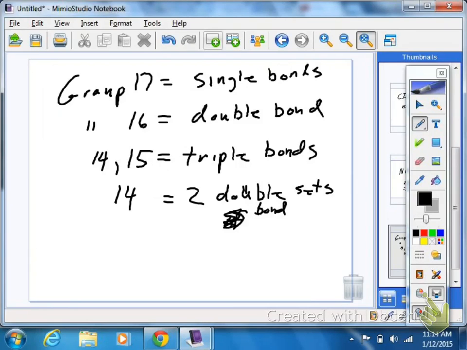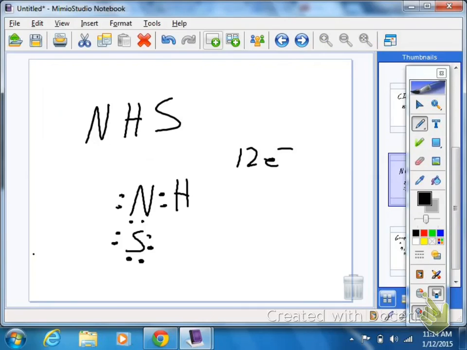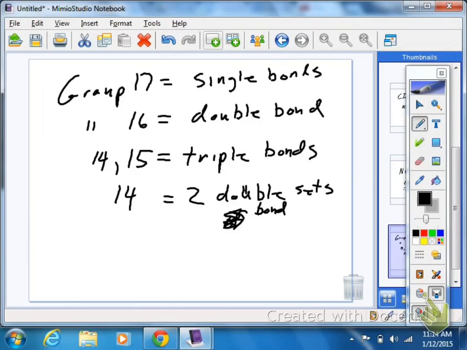Alright, so let's go back to our original structure and try to figure out where nitrogen can pick up an extra pair of bonds. Sulfur. Okay, because sulfur's in group 16, it can have a double bond. Nitrogen's in group 15, it can have a triple bond, but it can also have a double bond. Okay?